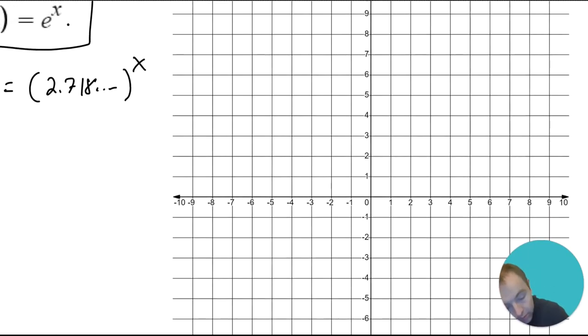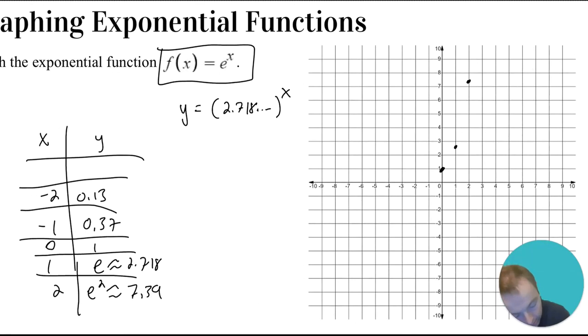So when x was 2, we said it was about 7.39. When x was 1, about 2.718. It's crossing through 0, 1, and then at -1, it's about 0.37, at -2, 0.13. So there would be the graph of y equals e to the x.